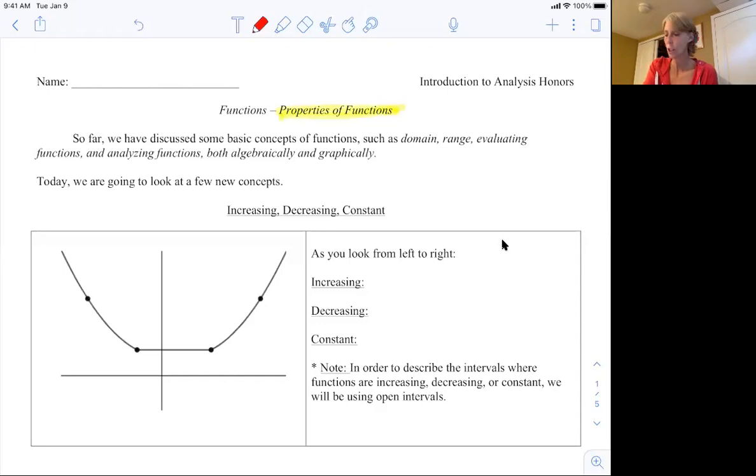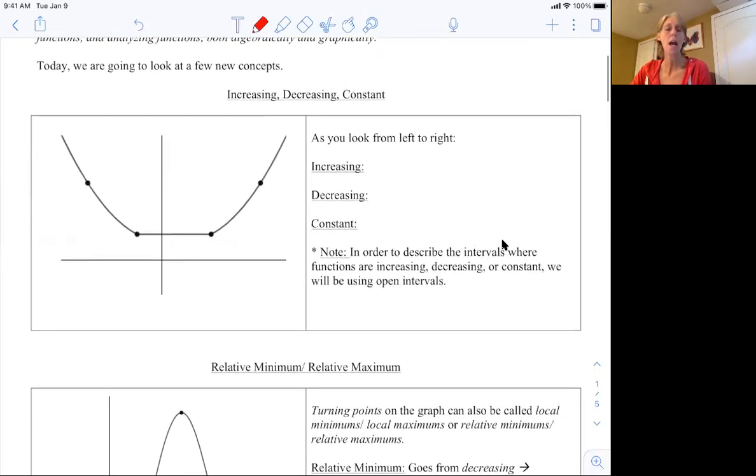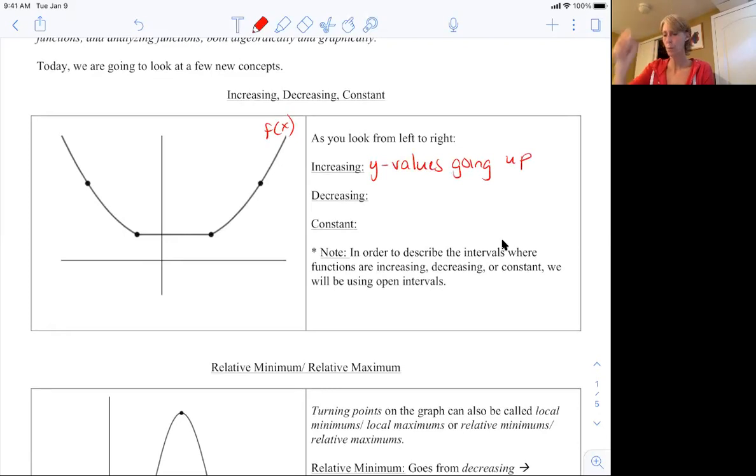The first property we talk about are increasing, decreasing, and constant. Now, when we refer to these types of properties, we want to describe intervals. So basically, when you look from left to right on the graph of a function, if a function is increasing, that means the y values are going up, or the graph is moving in the upwards direction. If the function is decreasing, the y values are going down.